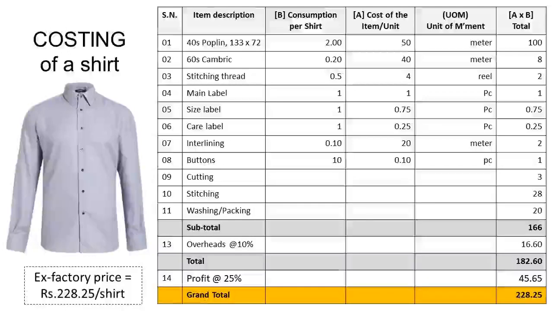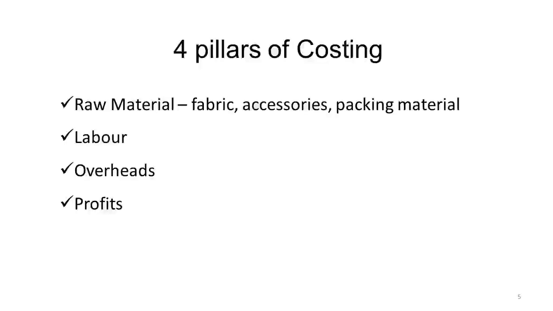And if you go to the next slide, which is the fifth slide, what we have seen here are the 4 pillars of costing, which are the raw material, that is fabric, accessories and packing material, the labor, and then we have talked about overheads, and then profits. So in the next section, we are going to talk about fabric costing. Now we have taken the price of fabric, poplin, as 50 rupees, and cambric as 40 rupees. How we arrive at that figure of 50 or 40 rupees is what we are going to discuss in the next section, which is related to fabric costing.